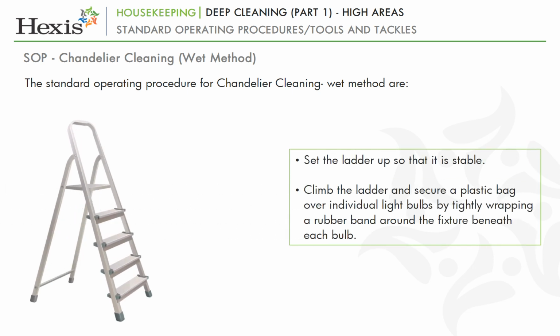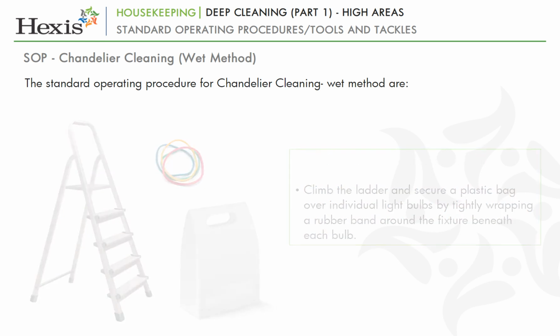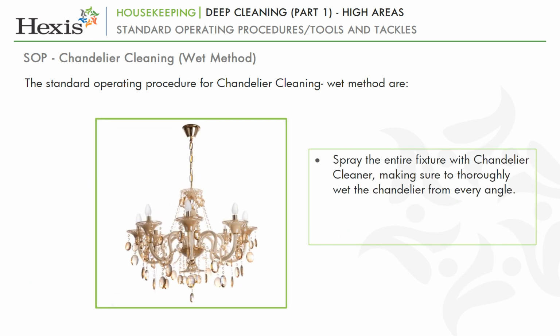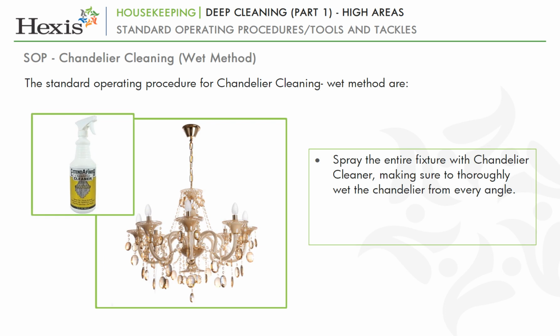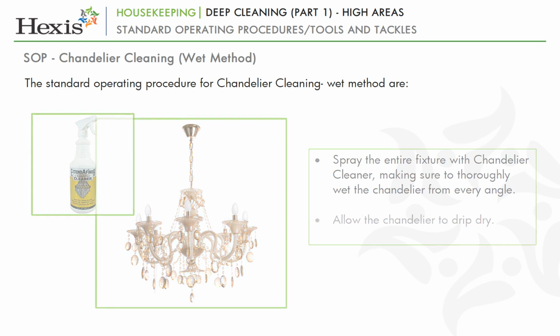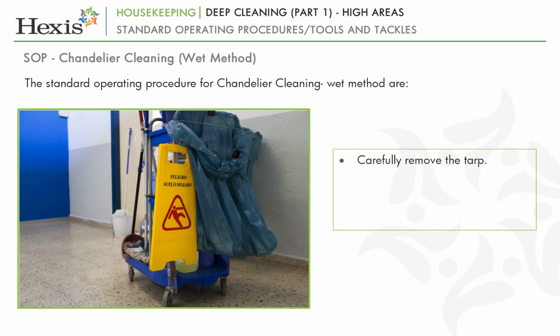Climb the ladder and secure a plastic bag over individual light bulbs by tightly wrapping a rubber band around the fixture beneath each bulb. Spray the entire fixture with chandelier cleaner, making sure to thoroughly wet the chandelier from every angle. Allow the chandelier to drip dry. Carefully remove the tarp. Remove the caution sign and put things back in their place.